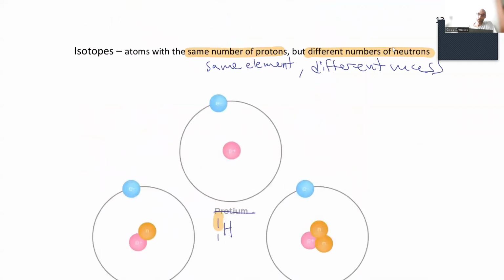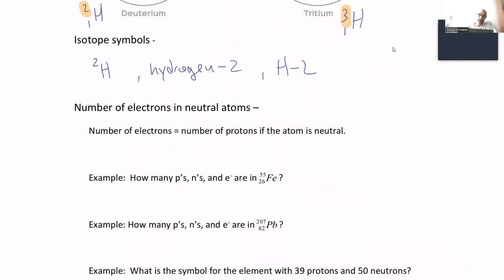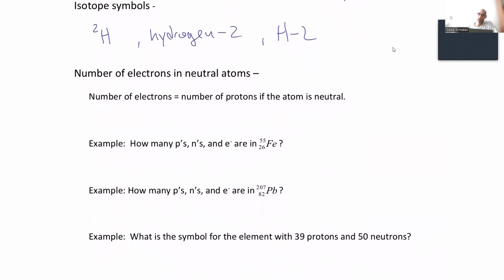All right. So isotope, this is the important part. Same element, different mass. So I could say carbon 13, carbon 12, nitrogen 14. These two are isotopes. This one is not. Isotopes have to be the same element, different masses. All right. So number of electrons in a neutral atom.